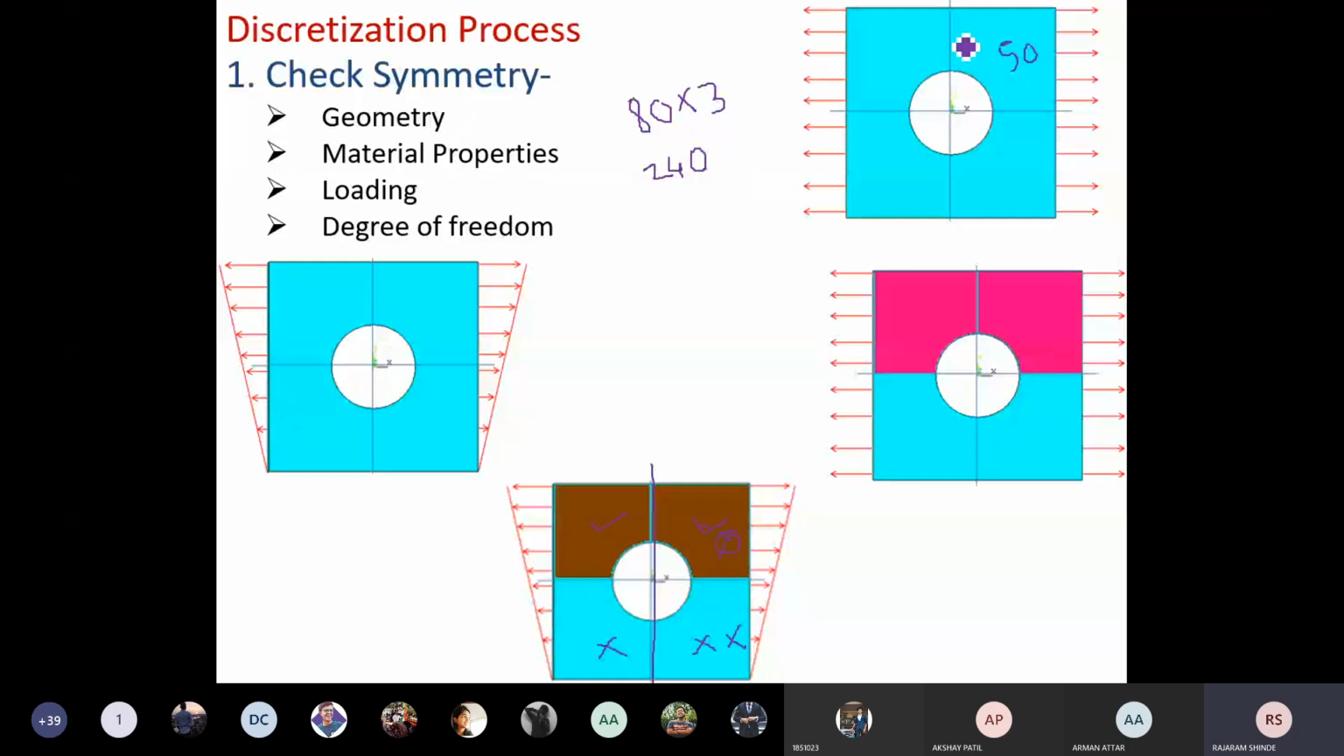Okay, for 1/4 part. Here if you model the whole domain, then 240 into 4, that is 960 equations we need to solve when we go for complete modeling of the complete part or whole domain of the problem. Now 960 equations we are reducing to 240 equations by using symmetry in this case.